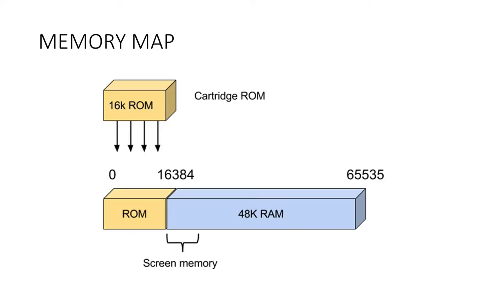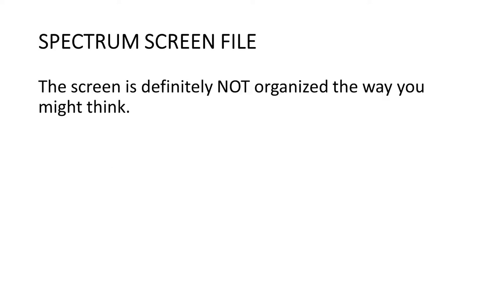Memory map: all the ROMs at the bottom, RAMs at the top, like most Z80 machines. Then the screen memory is down here, right at the end of the ROM. The screen memory is organized in a really weird way, so you cannot just peek and poke stuff into memory if you wanted to make some sort of character-based game. I'd never seen anything like this.